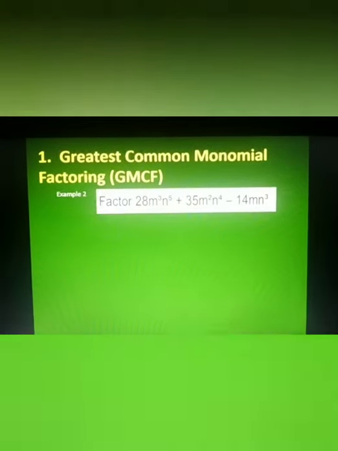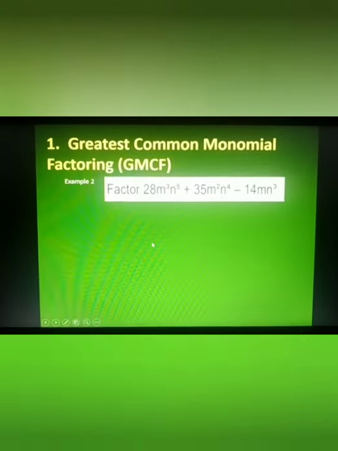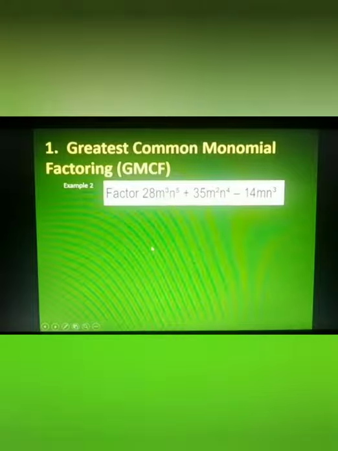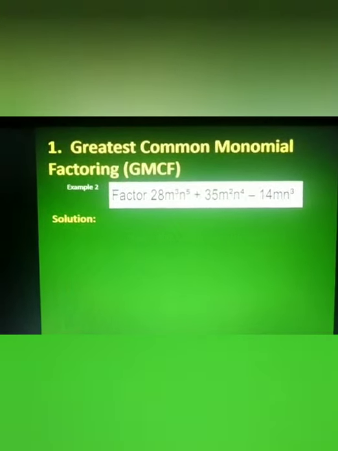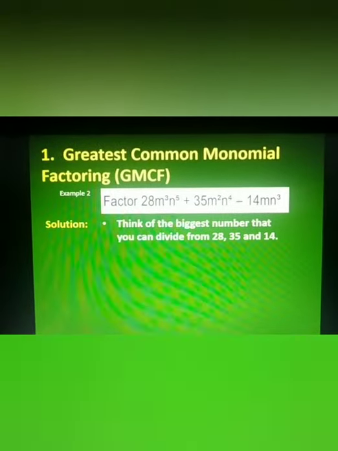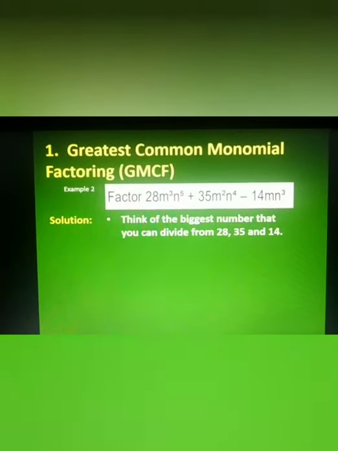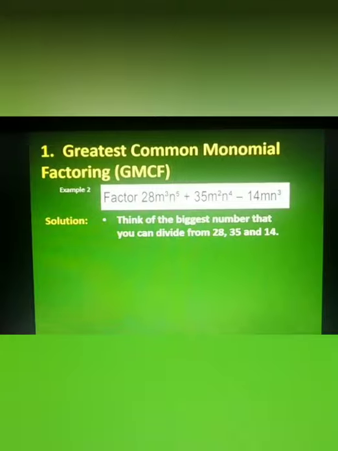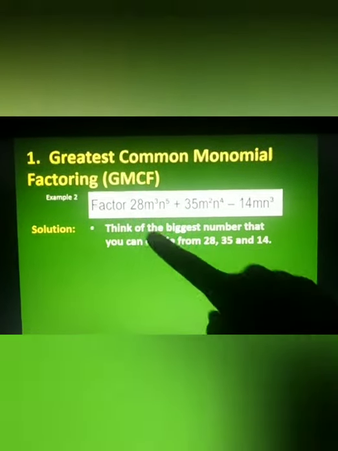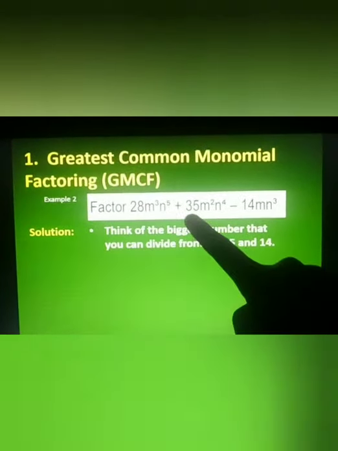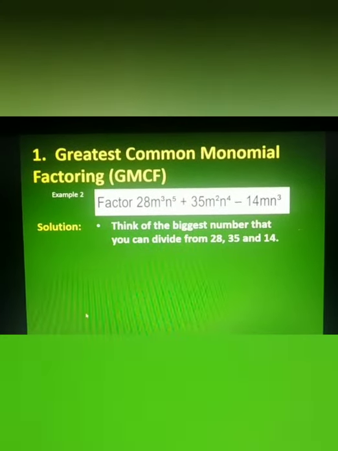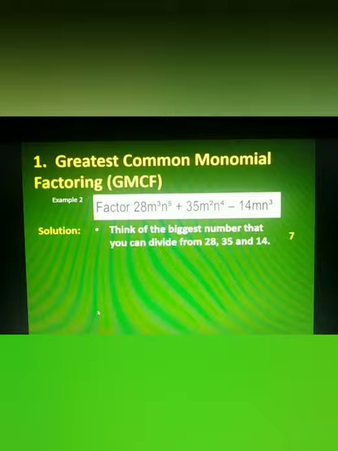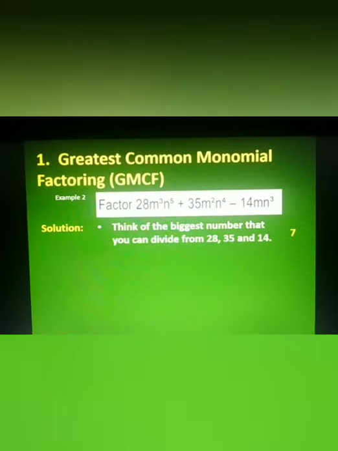Now, in my way, I will not factor one by one just like what we did. Let's follow my way. Okay, this is how the step goes. Number 1, think of the biggest number that you can divide from 28, 35, and 14. What is the biggest number that you can divide into 28, 35, and 14? And that is 7. 7 is the greatest number that you can divide from the 3 of them.